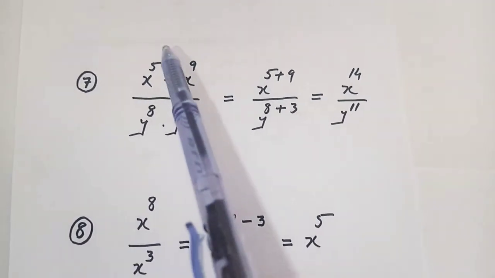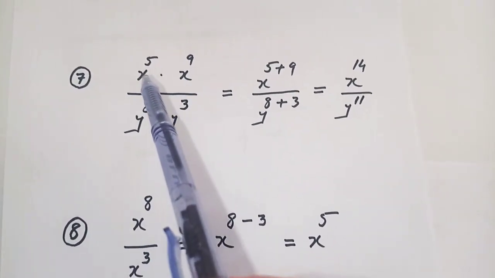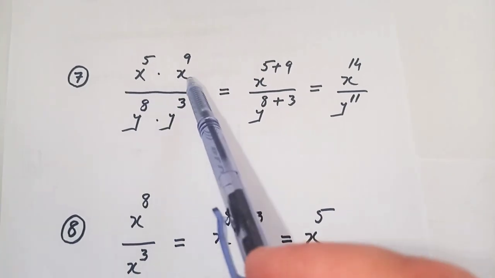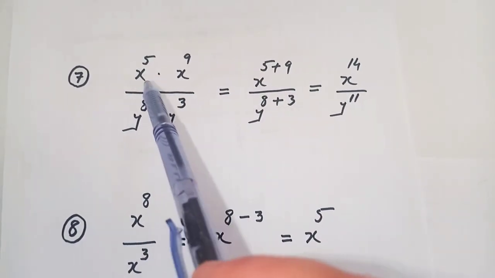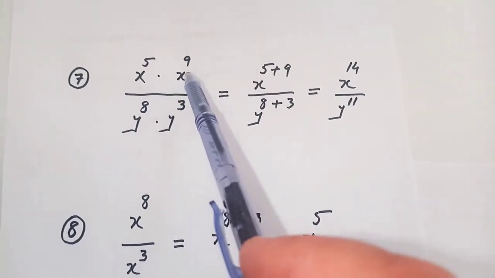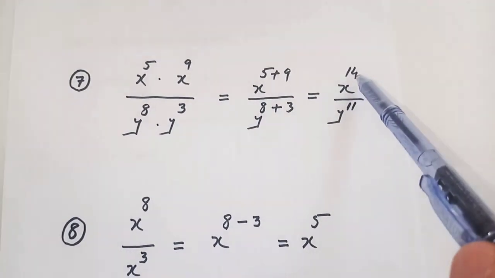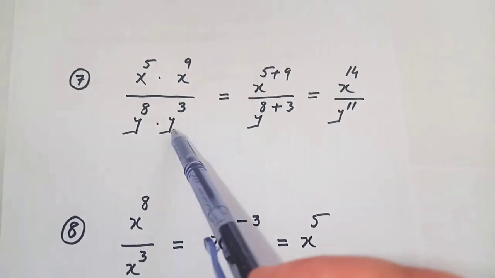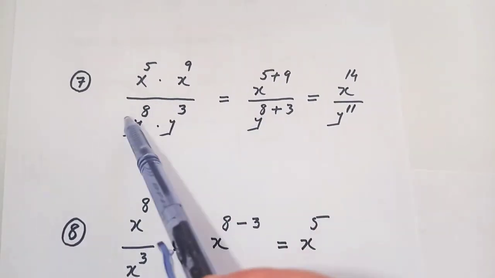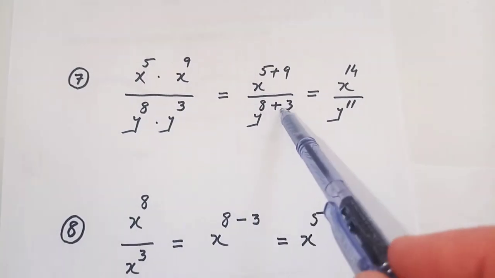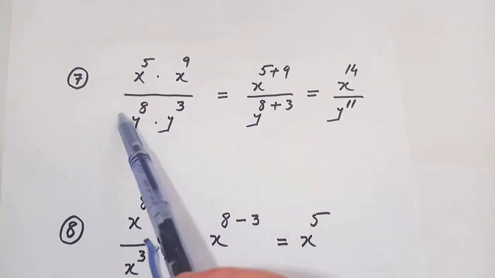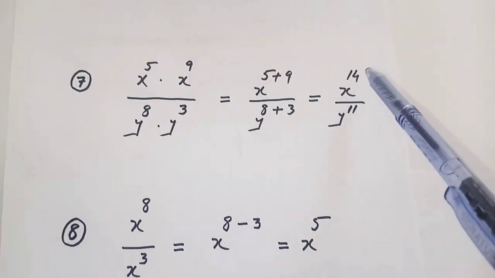In the division case, in the numerator the bases are the same, and in the denominator the bases are the same. So here bases are the same, that is x and x. So powers are added. 5 plus 9 is 14, x power 14. Here bases are the same, that is y and y. Again, powers are added. 8 plus 3 is 11. So the answer of this is this much.